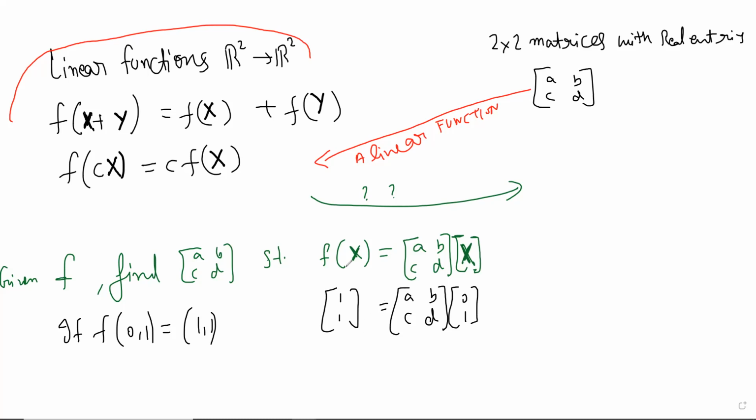So now you understand what exactly this means. It's just a column, and this is also just a column. You can write it as a row also. You can write this x on this side as a row. Doesn't matter. So how do you find the ABCD in general?